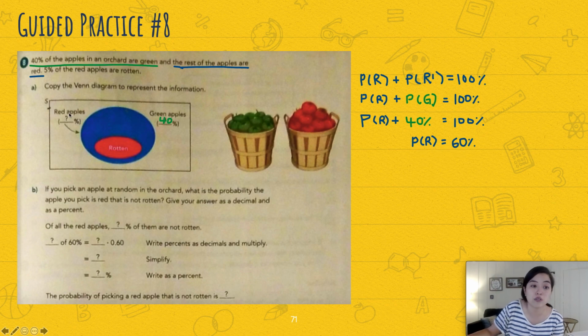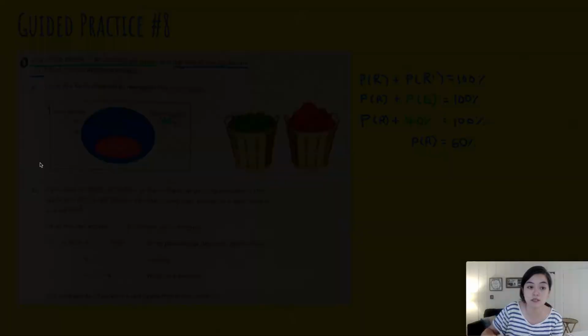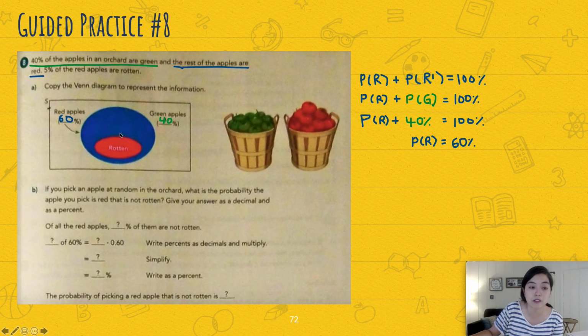Okay. So red apple percentage is 60%. So we're going to put that in there. Okay. So now we finish completing the Venn diagram. So now let's look at part B.